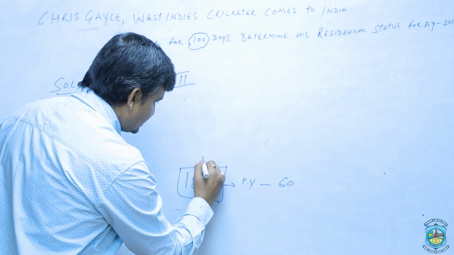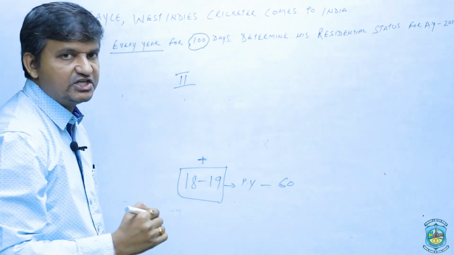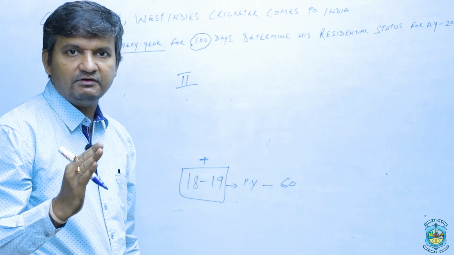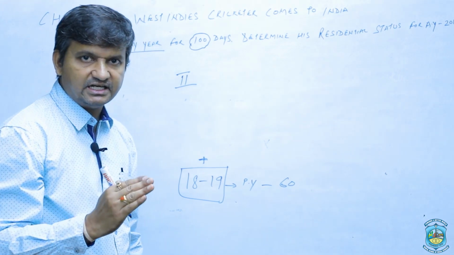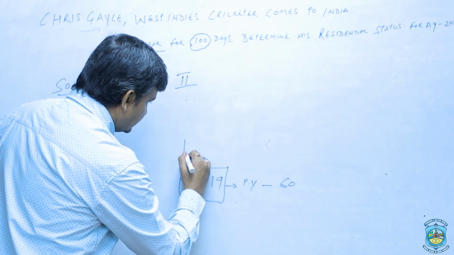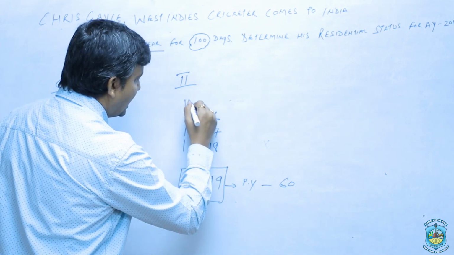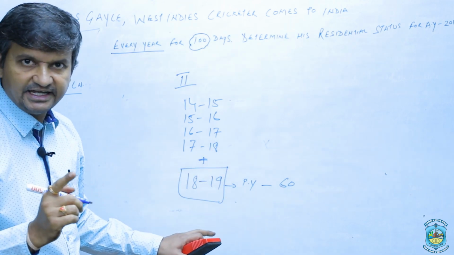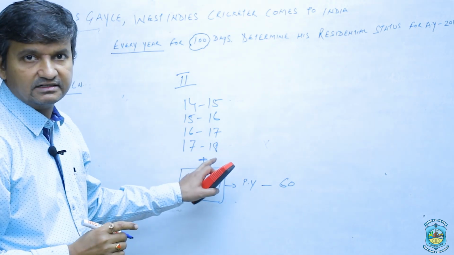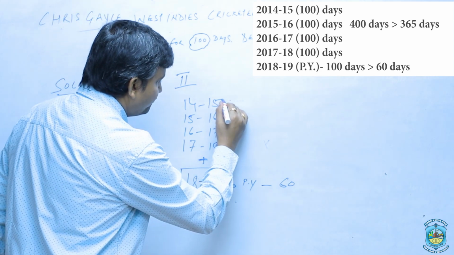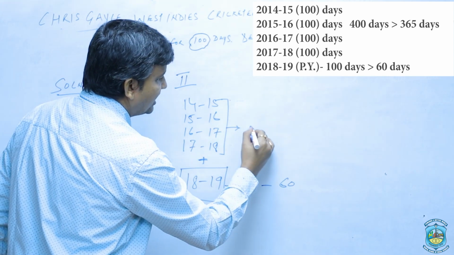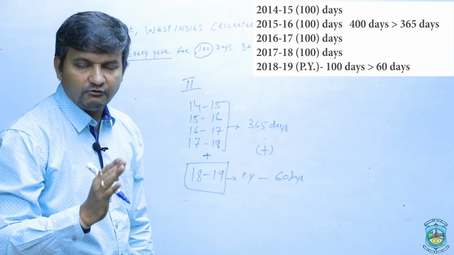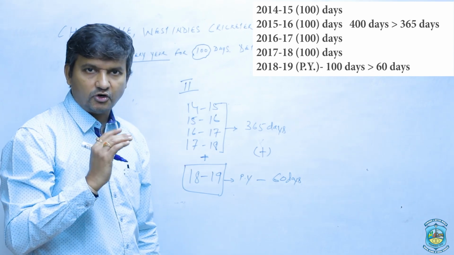Now, plus 4 years immediately preceding the previous year. My previous year is 18-19, now I will take 4 years immediately preceding the previous year. The 4 years would be 17-18 up to 14-15. These are my 4 years immediately preceding the relevant previous year. Law says in these 4 years he should be in India for a minimum period of 365 days. Now we will see whether Chris fulfills these conditions or not.